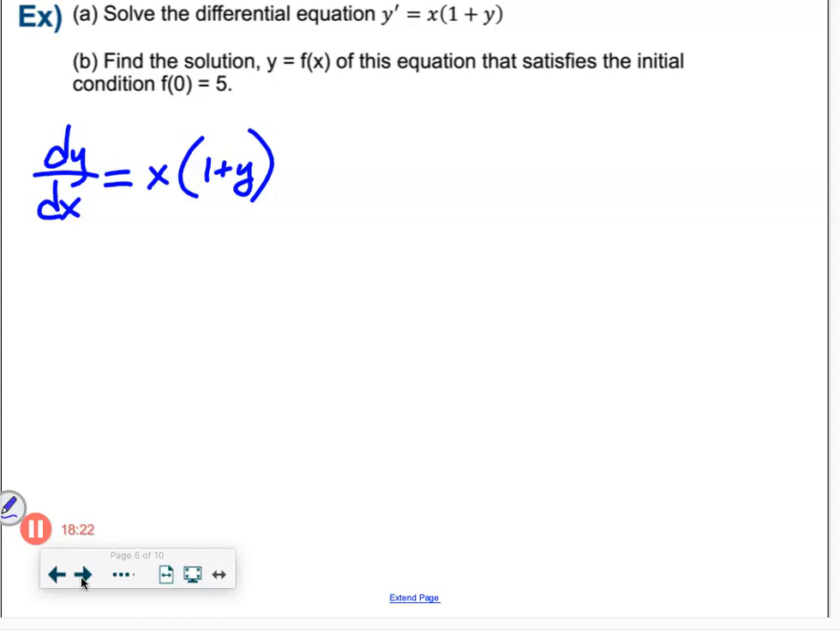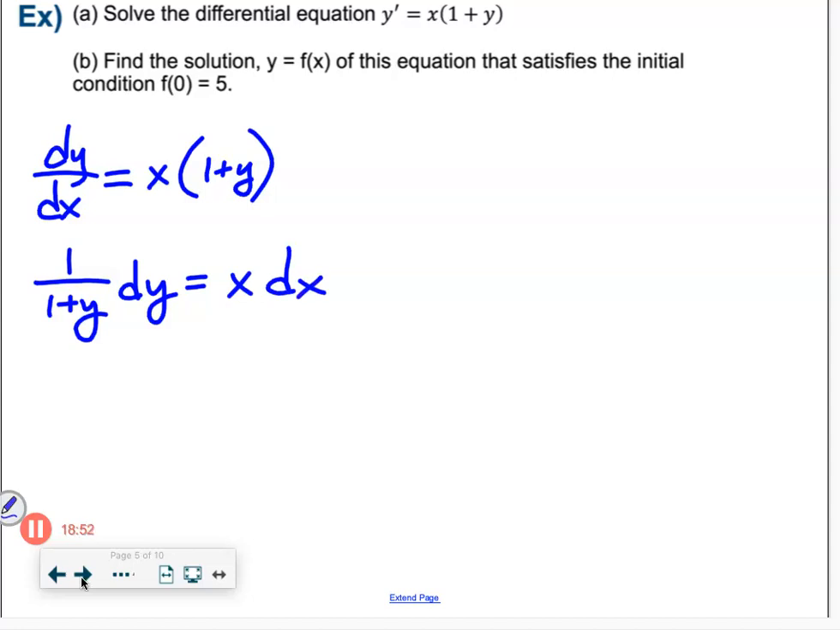Should I distribute? No. As a matter of fact, whenever you're trying to separate the variables, you want to undistribute. You want everything factored because you need stuff times stuff. If you distribute, you're kind of stuck, right? So it's okay that there's a 1 with the y, but there can't be an x with the y. So we divide by 1 plus y, and we multiply by dx.